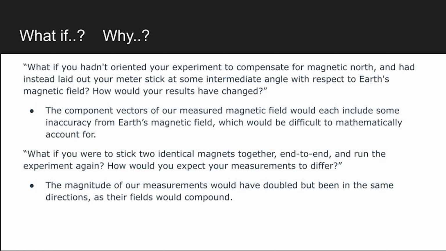And then secondly, what if you were to stick two identical magnets together end to end and run the experiment again? How do you expect your measurements to differ? If their poles are aligned, then the magnitude of our measurements would have doubled, but in the same directions, as the fields of the two magnets would compound.